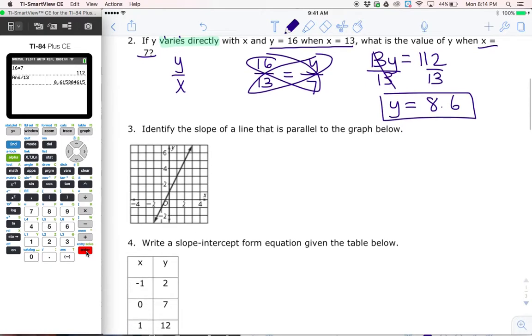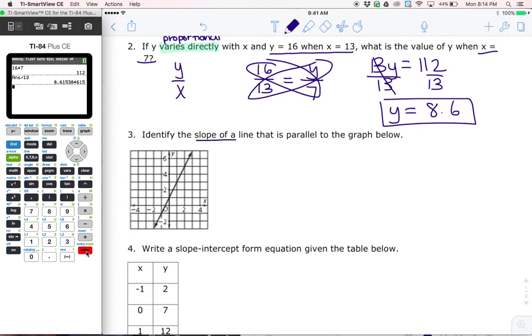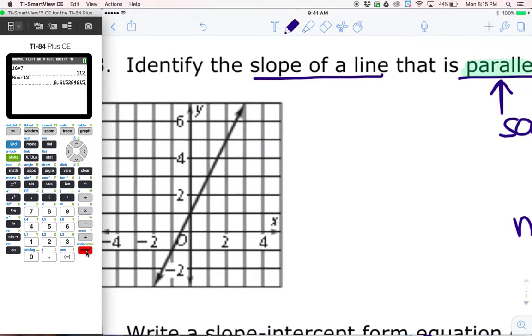All right, problem 3. Identify the slope of a line that is parallel to the graph below. The key to understanding this problem is first knowing that parallel means the same slope. Parallel means the same slope. So the slope of the line that's parallel to this graph is going to be the slope that we see in this graph, right? It's going to be the same.